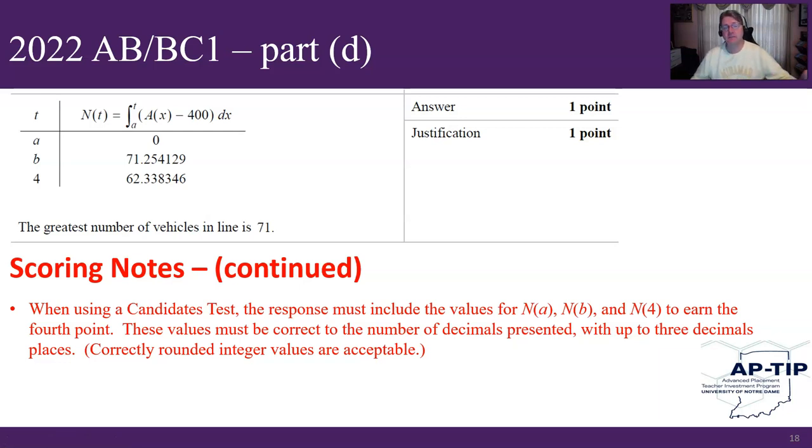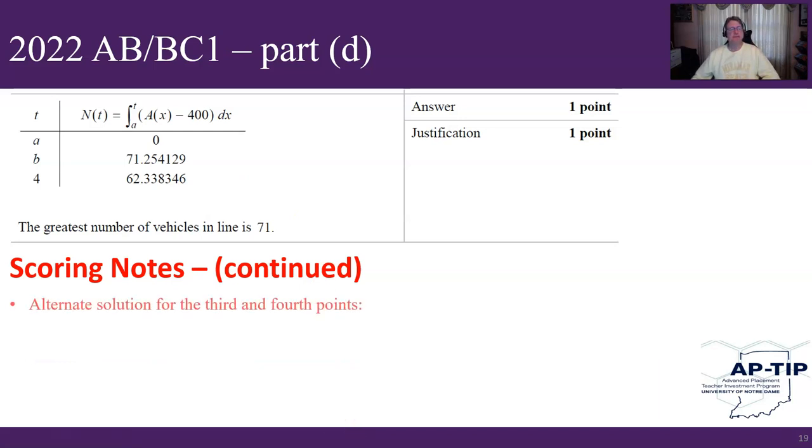We're still going to give them the justification point, but we don't know, this error could have potentially caused that 71 to not have been the largest value. And so we've got to be very careful for that. All the values in the table must be correct.